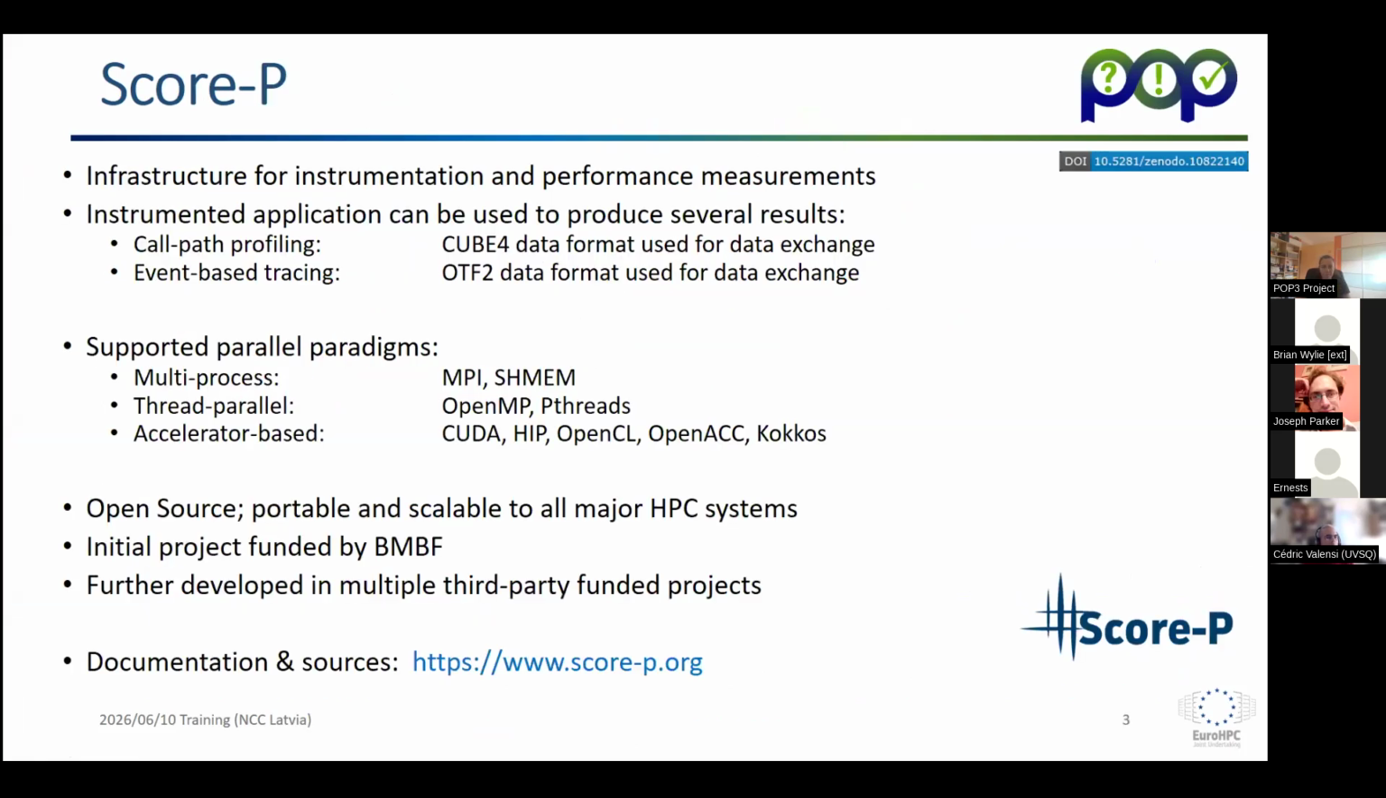But the measurement system that is used for collecting measurements is Score-P. That generates either profiles, traces, or the combination of both. Again, supporting the range of different parallel paradigms. And when it's generating profiles, it's generating them in a format which our Cube visualizer will present.